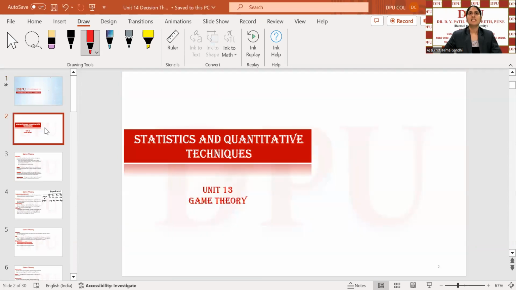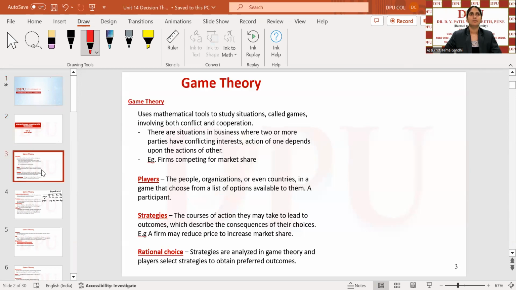So we are learning statistics and quantitative techniques, and this is unit 13, game theory. So what is basically a game theory? It is a mathematical tool we use to study the situation called the game.